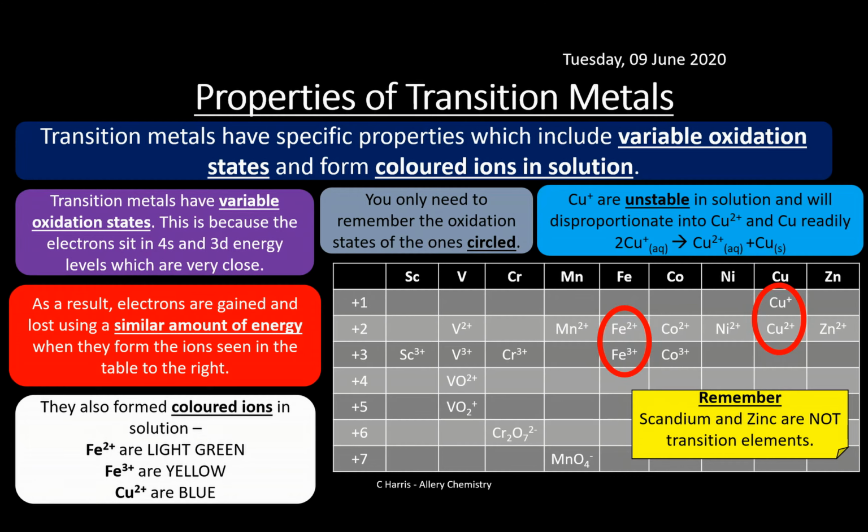So although you do need to know about the copper plus, you do need to know that it readily disproportionates, which means basically this element here is reduced and oxidized simultaneously. So you can see here it's been oxidized to form Cu2+, and it's been reduced to form Cu. So this one's unstable, so it disproportionates into these two species there. As long as you're aware of that, that's all you really need to know with copper plus. But you do need to know the colours of Fe2+, Fe3+, and Cu2+.